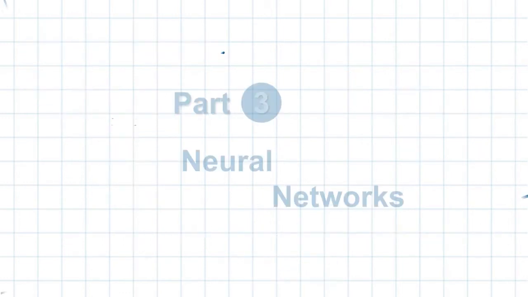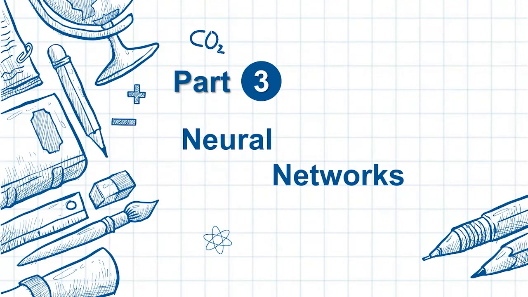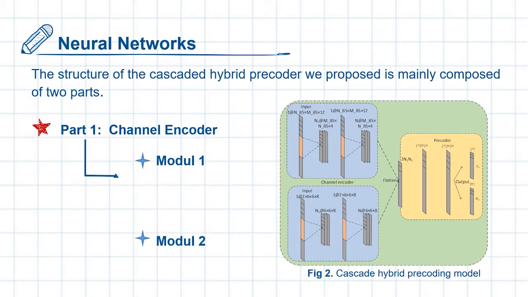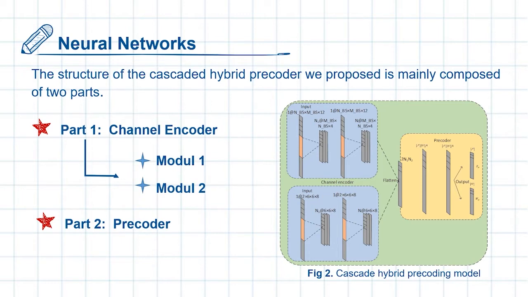Part 3. Neural networks. The structure of the cascaded hybrid precoder we proposed is mainly composed of two parts: the channel encoder and the precoder, as shown in Figure 2. The channel encoder is composed of two parallel convolution modules. This module is inspired by the inception module in the GoogleNet architecture. The convolution in the inception module is modified to a two-dimensional complex convolution.